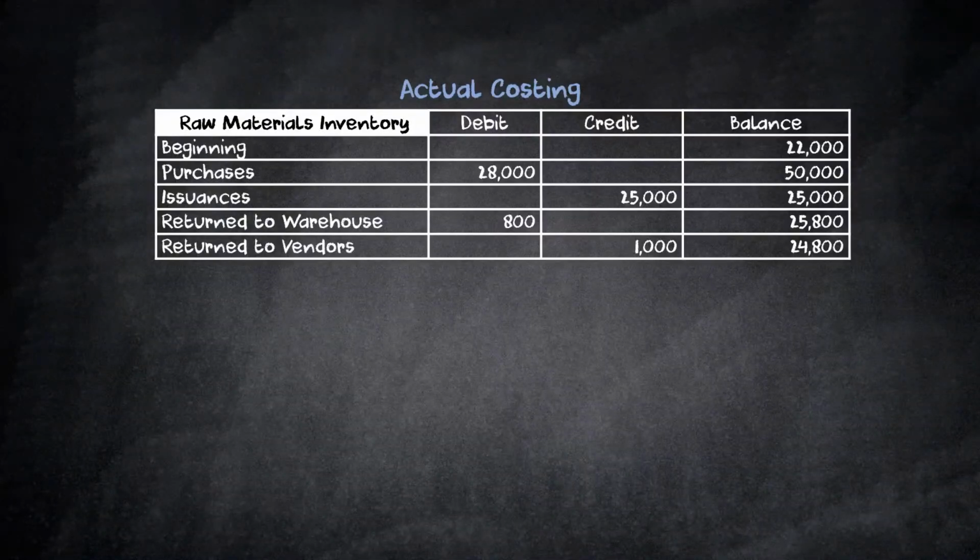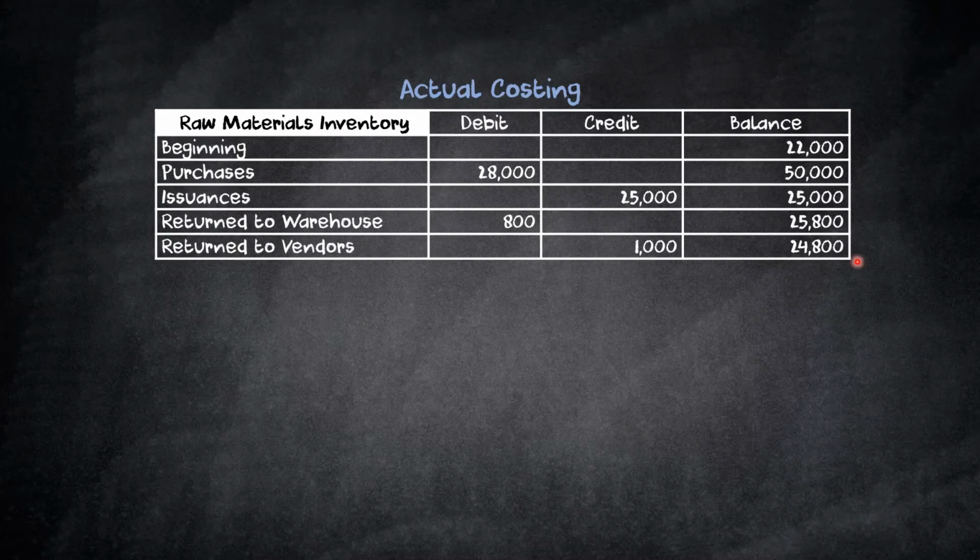So, unahin natin ang ledger ng raw materials inventory in terms of actual costing. So, makikita natin na we have the beginning balance, and then the purchases, we have purchased 28,000, issued 25,000, returned 800, and then returned another 1,000, giving us a total of 24,800. So, ito na yung gagamitin nating ending balance later on as we make the statement of cost of goods manufactured and sold.